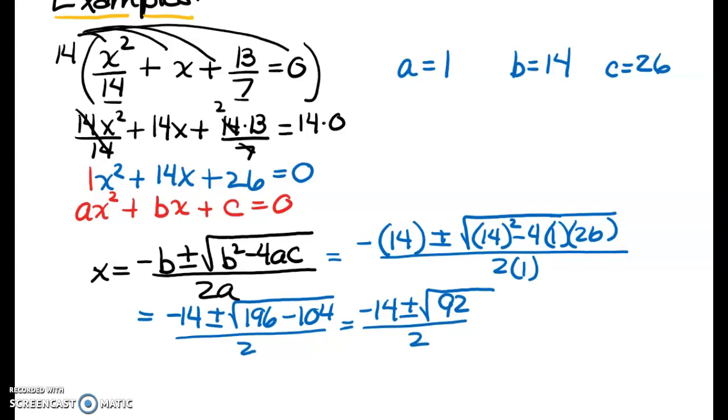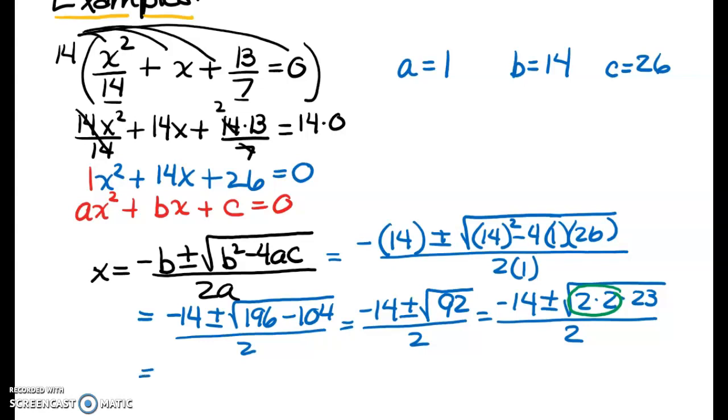So let's go ahead and factor 92 and see if we can reduce that radical. I know 92 is 2 times 46, and 46 is 2 times 23. And that makes it perfect, because that gives me a group of 2 for me to reduce out. I can simplify that radical to 2 radical 23 over 2.